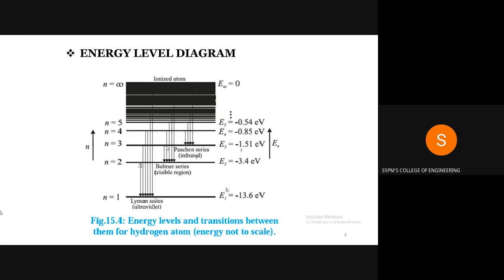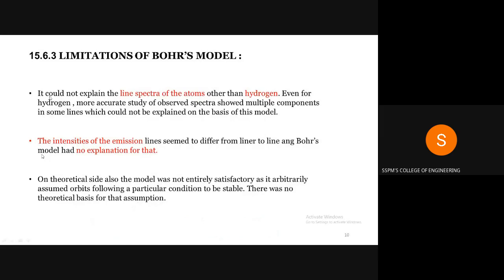So this is called the energy level diagram for the hydrogen atom. Next one. Then again, there are some limitations of Bohr's model. What are those? It could not explain the line spectra of the atoms other than hydrogen.